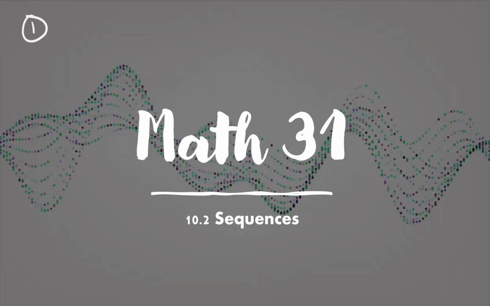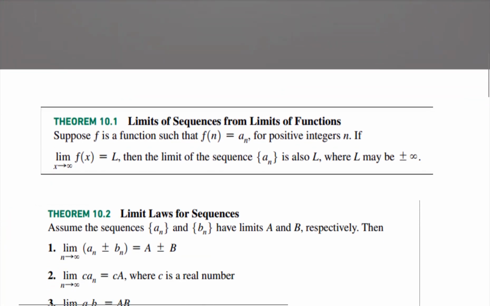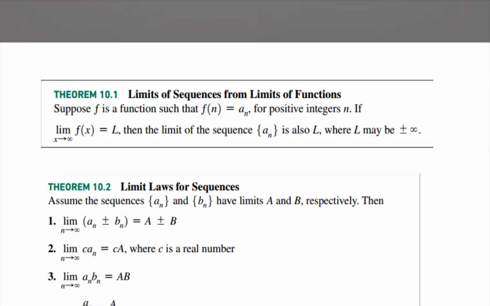Okie doke, we are into 10.2 and we're just going to deal with sequences in 10.2. Then we're going to go to 10.3. We're going to deal with what's called a series, which just means we're going to add up the terms of a sequence. Let's jump into it. So we're going to give you two theorems right off the bat. Theorem 10.1, limits of sequences from limits of functions.